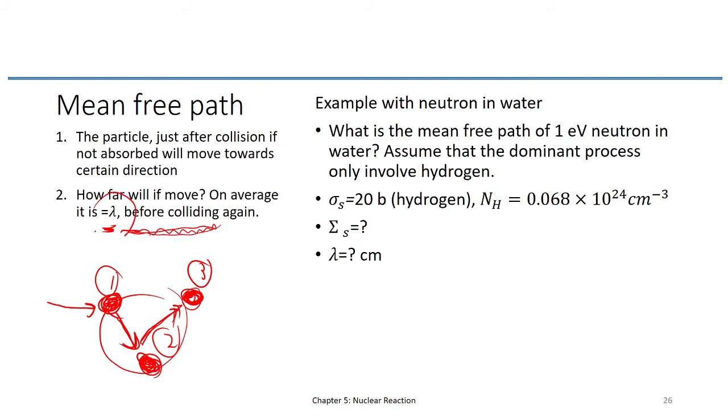Okay, so lambda is, like the name suggests, the mean free path. It's the path, on average, that the projectile will take in between collisions. So it is lambda on average.